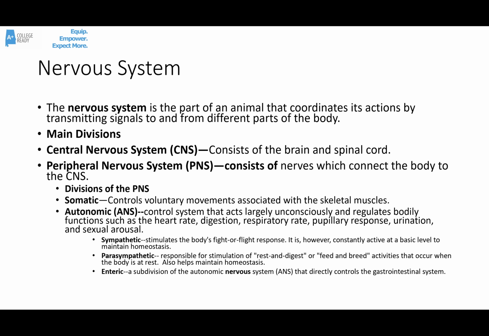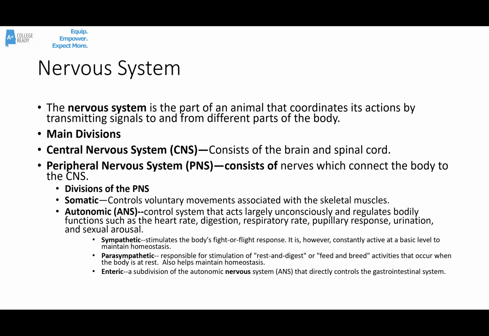All right, so let's discuss the nervous system. So we know it's the part of an animal that coordinates its actions by transmitting signals to and from parts of the body. Let's talk about the main divisions of the nervous system. First of all, there's the central nervous system, and this consists of the brain and the spinal cord. Then we'll talk about the peripheral nervous system. These are the nerves which connect the body. They branch off the central nervous system and connect it to the body.